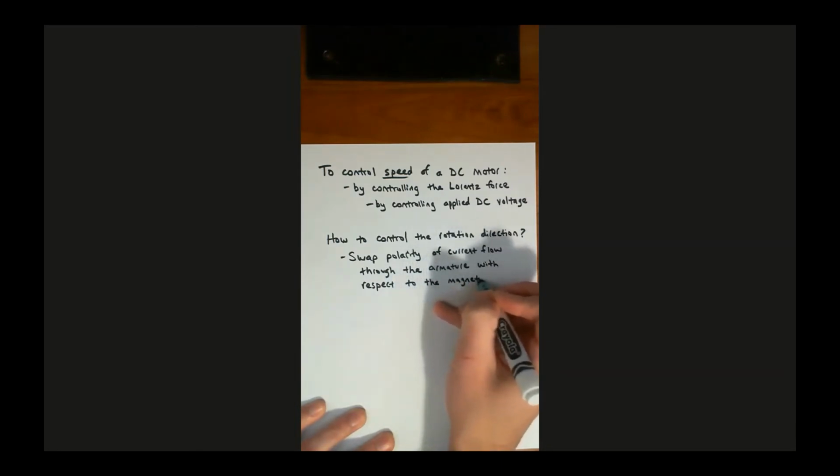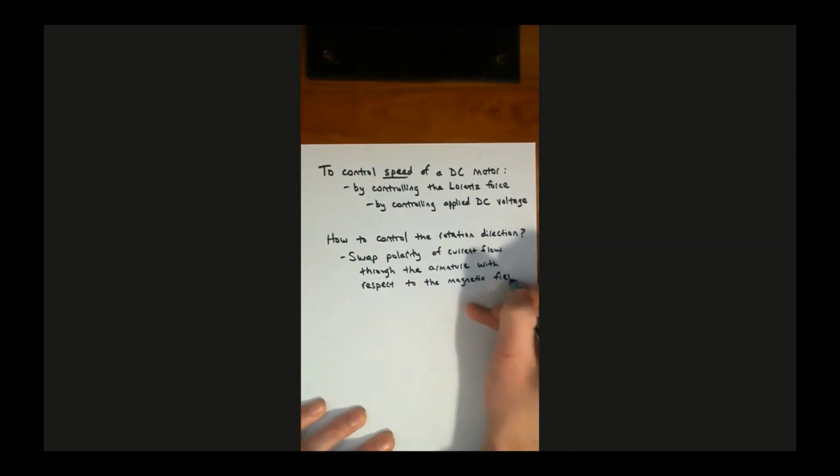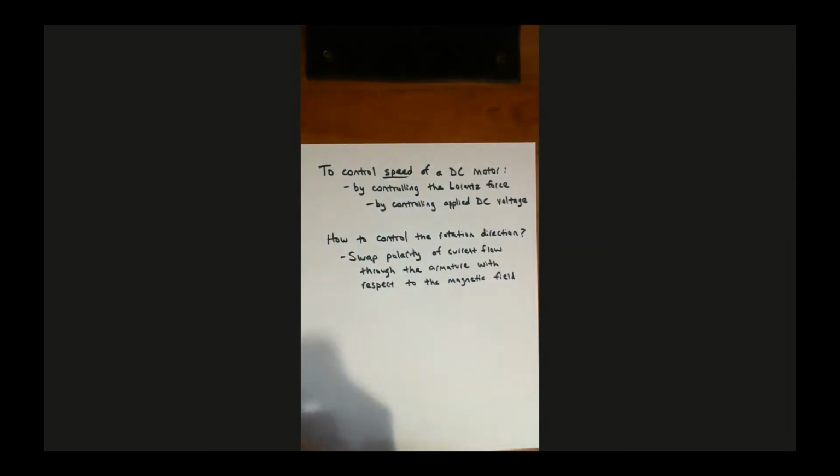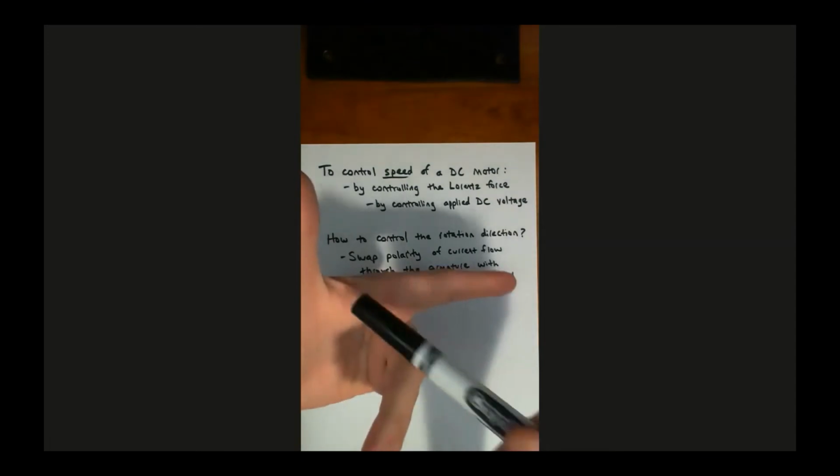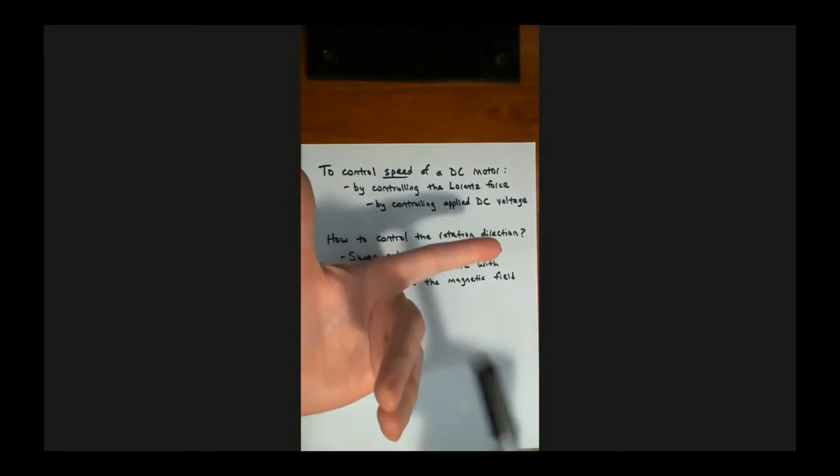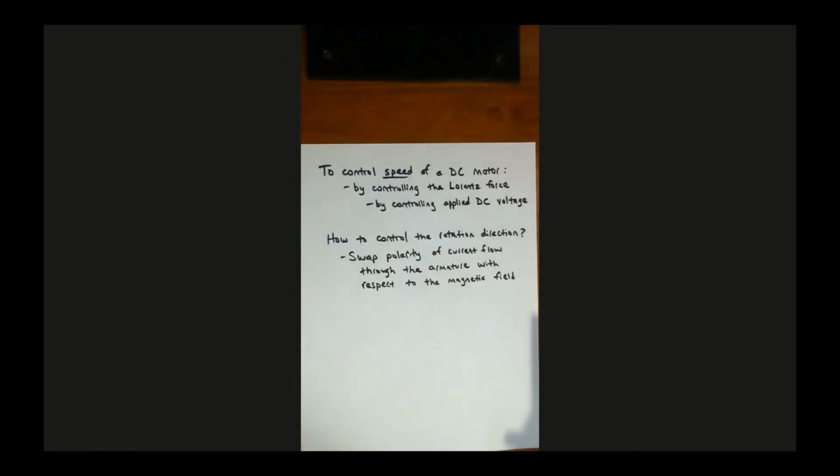And what I mean by that is if the magnetic field doesn't change, if the magnetic field is always pointing left to right, then it's true. All we have to do is swap the polarity of the applied voltage, and that'll give us a different current direction. That will flip the Lorentz force, which causes it to rotate in a different direction.